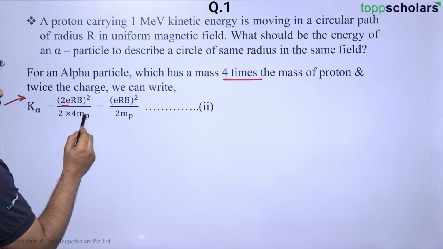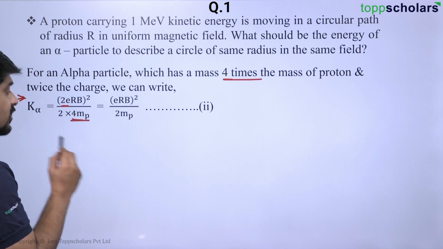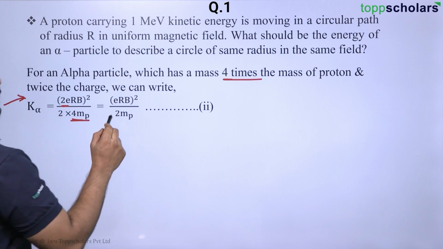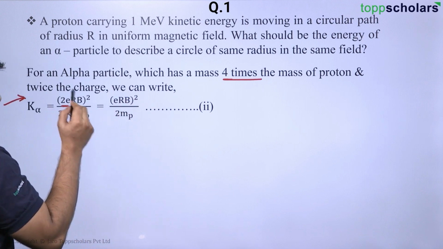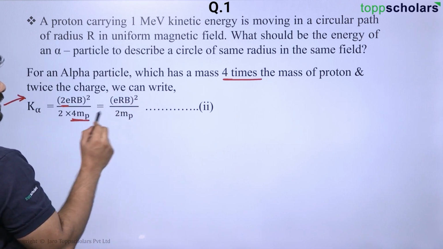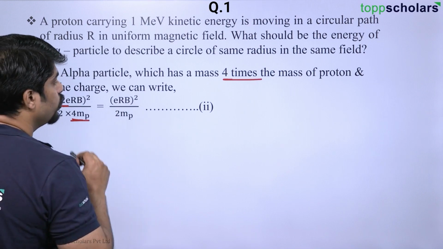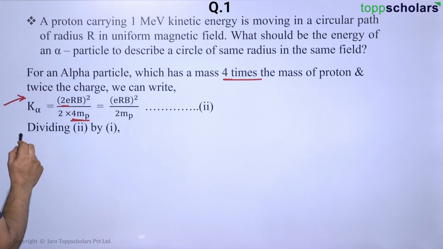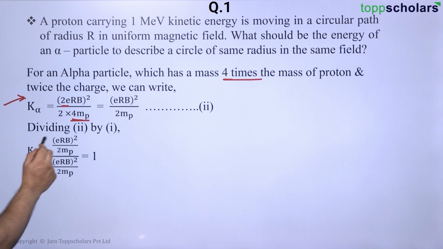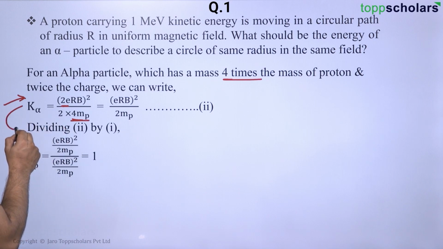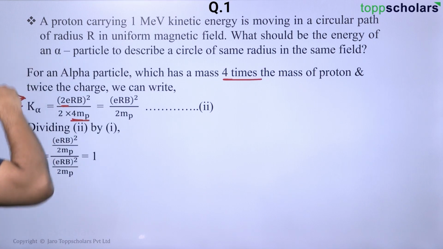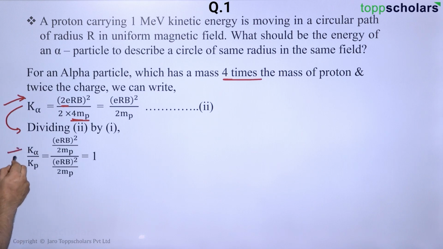Okay, 4 times mp because it has got mass 4 times. And after arranging this and cancelling out a few terms, what we get is (ERB)² upon 2mp. Now, dividing equation 2 by equation 1, if we divide this equation by that previous equation for the proton, what we get is this.